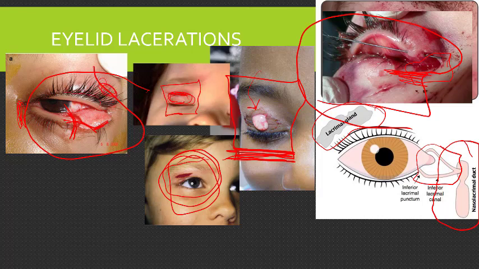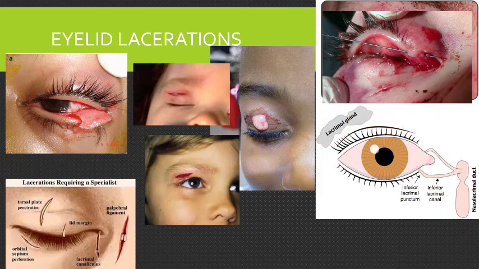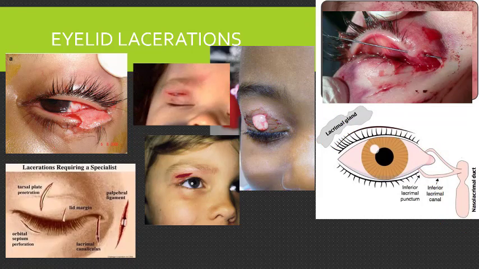And as long as we're not seeing a whole lot of concerning findings for an open globe, and it's just a cut of the eyelid margin itself, this is something that you can sew, although some hospitals prefer you to call. Here's a little list of lacerations that require a specialist. Notice that we're really worried about this lacrimal canaliculus here. We're worried about tarsal plate penetration. That's what we were talking about over here. And then, of course, we worry about something called the septum perforation, which we're going to talk about here shortly.